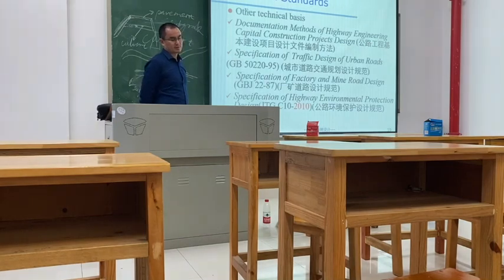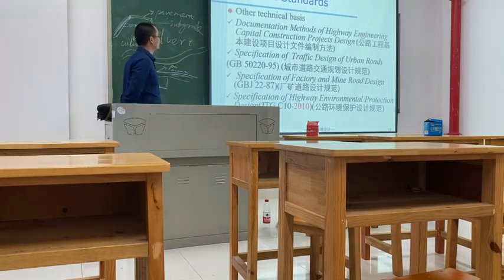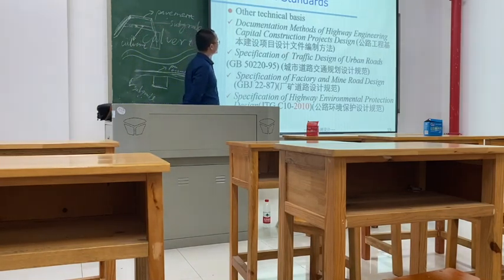Other technical basis: documentation methods of highway engineering capital construction projects design. Specification of traffic design of urban roads: the code is GB 50220-95.